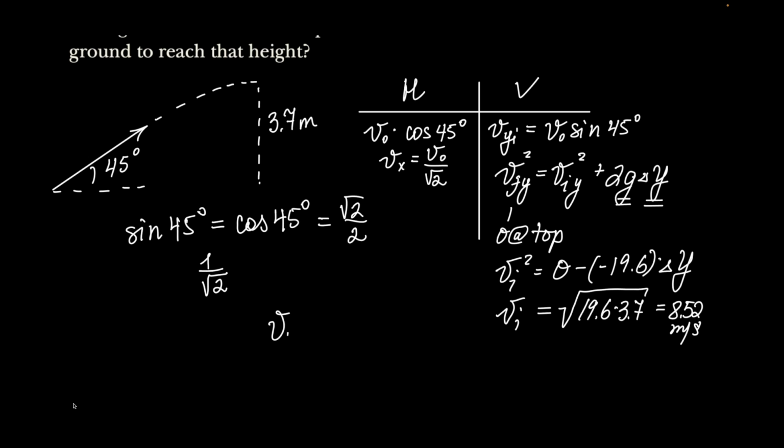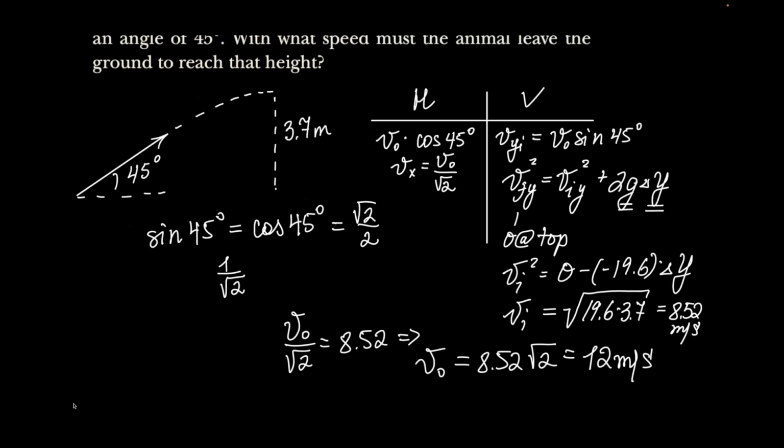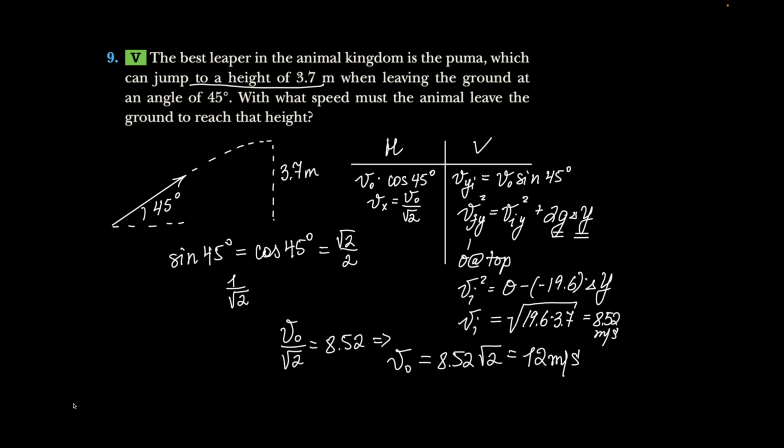So v0 over root of 2 equals 8.52, from where v initial is just going to be 8.52 root of 2, 12 meters per second. That is the answer to this lovely problem about a puma. You're welcome.